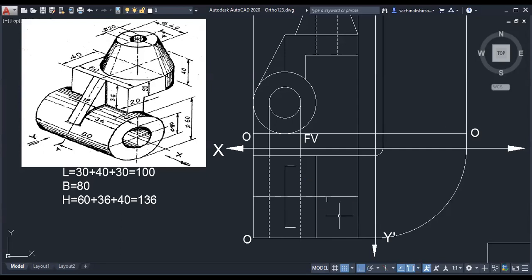So what is that semicircle's radius? 30. So that circle I have to draw. It will come something like this. So that semicircle I have drawn here. Just give attention, as a part of our orthographic, I am telling this.